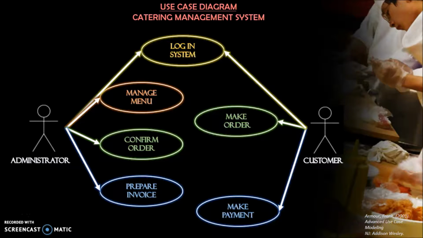Once customer made an order and submit his event details in make order, administrator will view and check for confirmation of the order in manage order. If the order is successfully confirmed, administrator will send invoice in prepare invoice to notify the customer about their order response, and the customer will proceed to make payment.